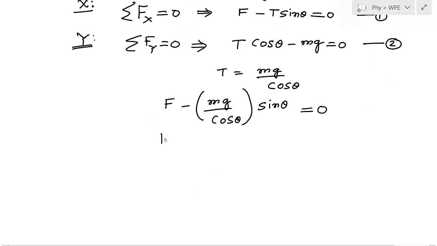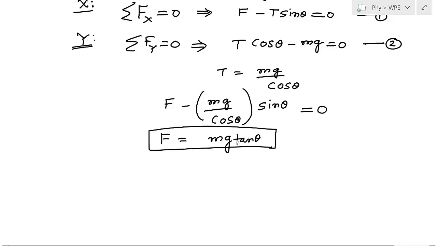So from here I can write F equals mg tan theta. So now I know the force value. See, the force is not constant, it's a variable, so it changes with theta. So if you want to have a motion that is very slow and in equilibrium at each point of the curve, then you have to apply a force that is mg tan theta. So it depends upon theta. As theta increases, the force also increases.